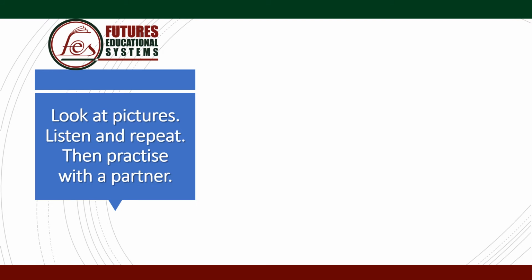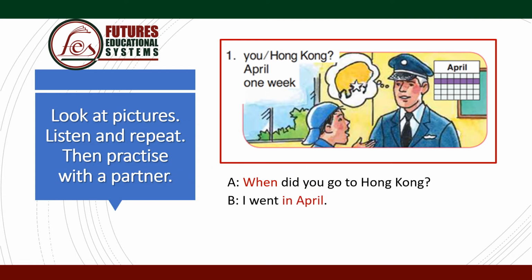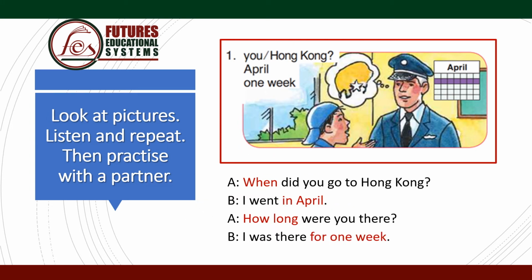Look at the pictures, listen, and repeat. Then practice with a partner. First, we're going to form a question, and then we're going to answer it. When did you go to Hong Kong? I went in April. How long were you there? I was there for 1 week.